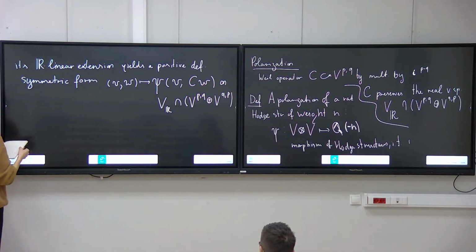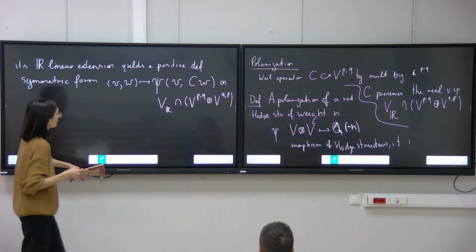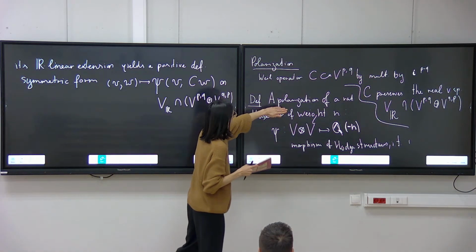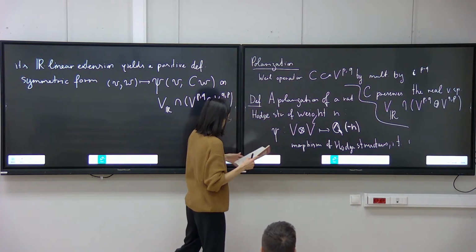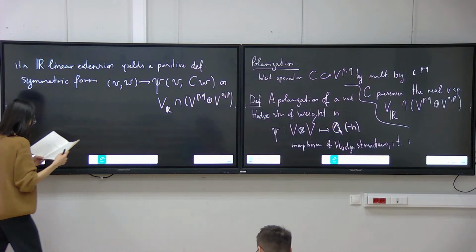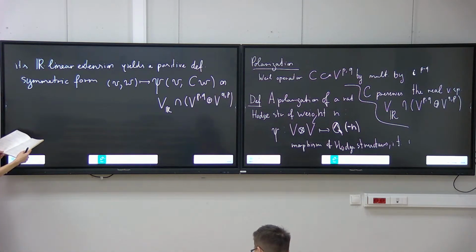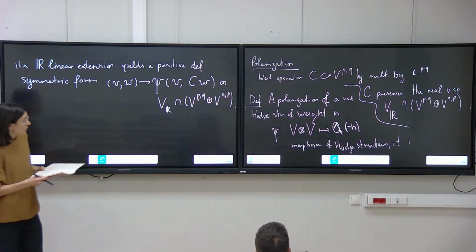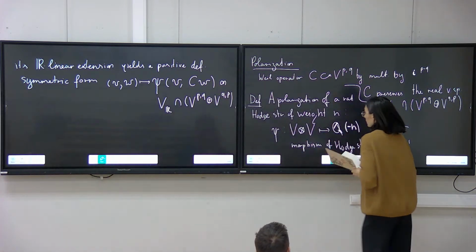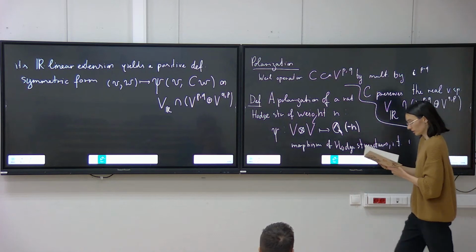Okay. And if a polarization exists on a Hodge structure, we say that the corresponding Hodge structure is polarizable. Okay. And that's a morphism of Hodge structures of weight 0. Yes, this is a morphism of Hodge structures of weight 0.